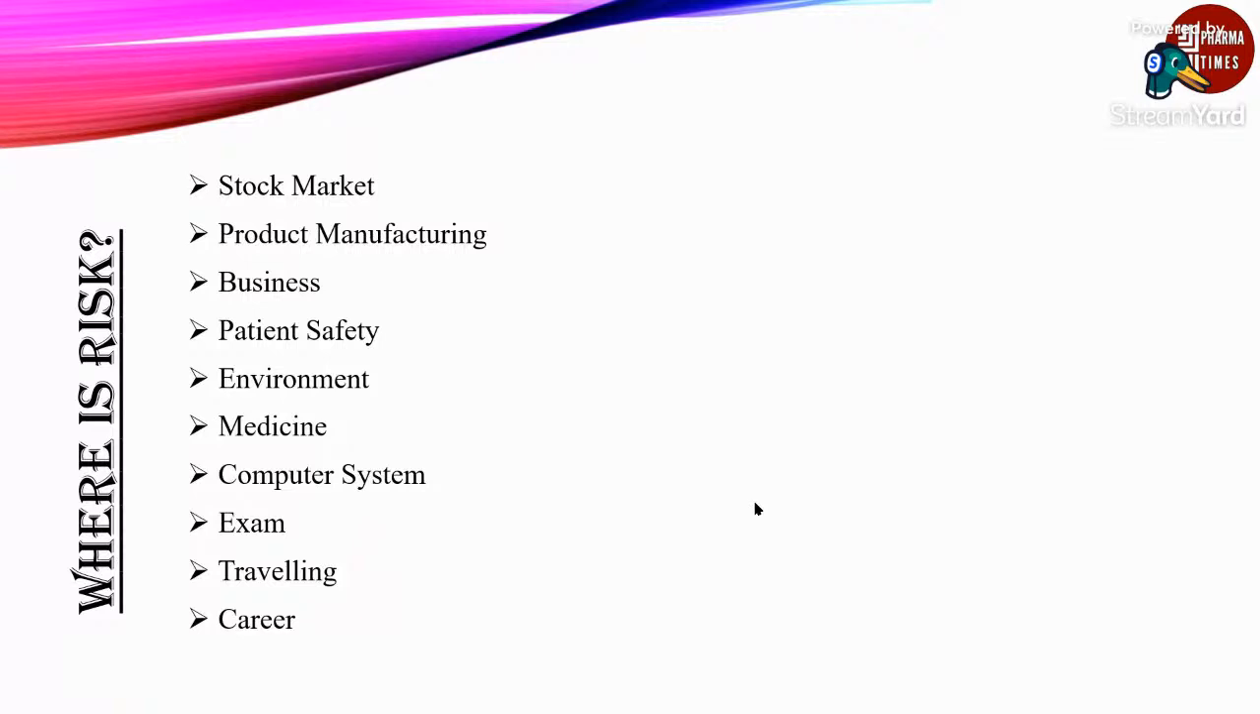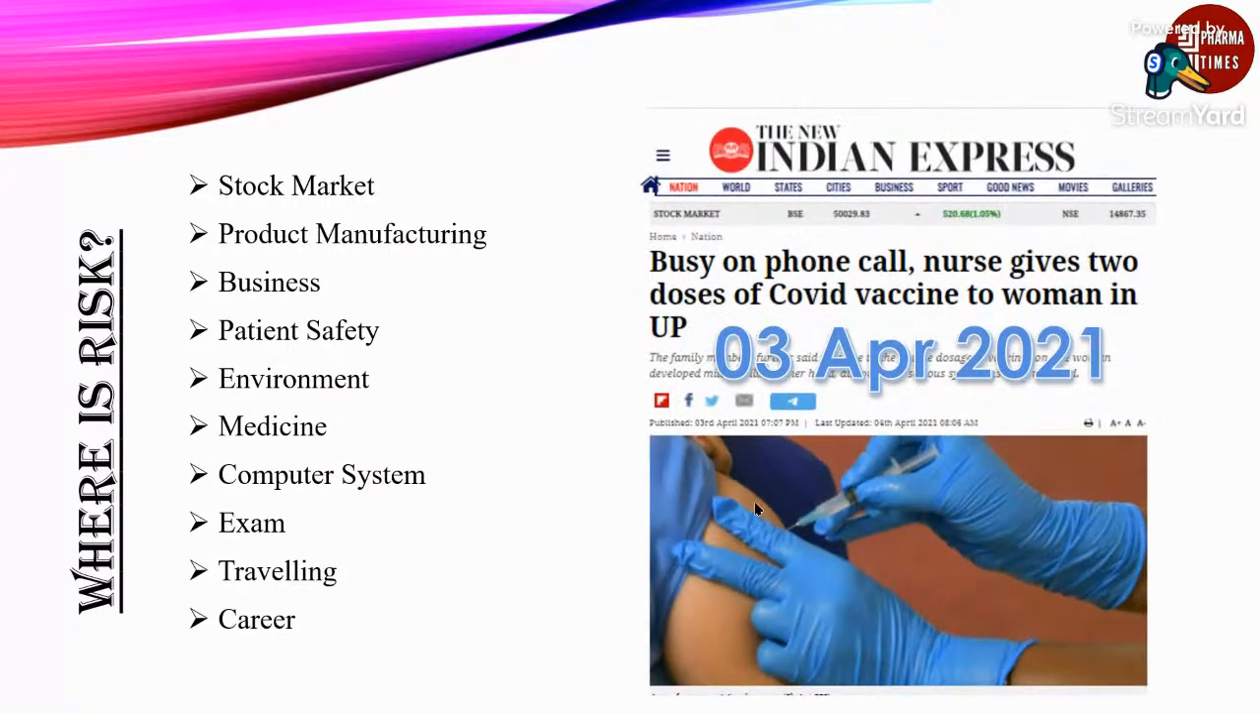So risk is everywhere, not only in a system or only for a company. This is one example published in the Indian Express on 3rd April 2021. The news was that, busy on a phone call, a nurse gave 2 doses of COVID vaccine to a woman in UP. What will happen to that woman? This is one type of risk. She may die, or she may have some side effect from that vaccine.